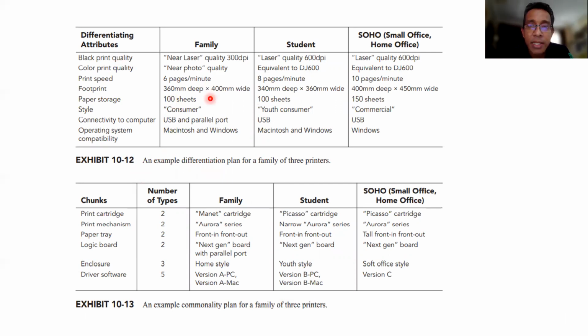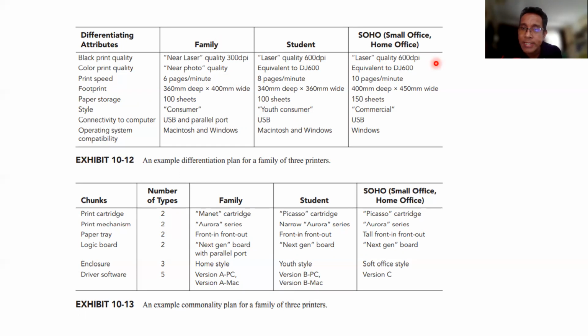You can see the plan explicitly represents the way in which multiple versions of the product will be different for the respective customers, different customers of the market. From this example, you can see that Hewlett Packard provides products to customers with different needs, like families, students, small office. So they have different target markets.